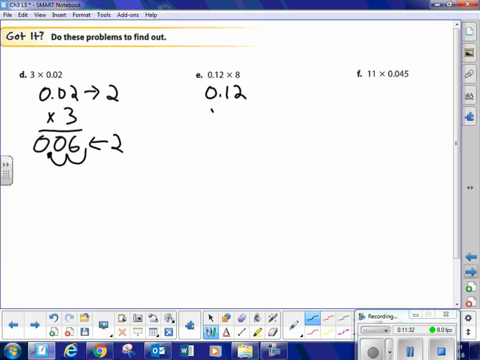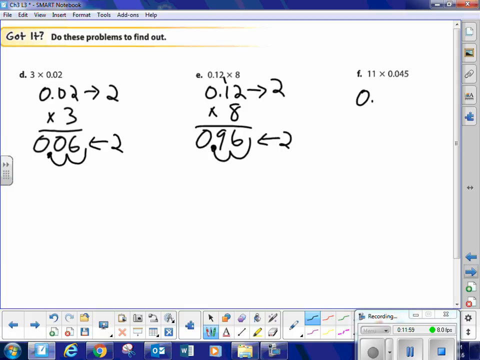0.12 times 8. 2 times 8 is 16. Carry the 1. 8 times 1 is 8 plus 1 is 9. Right, and 0. I do that so I really don't have to annex zeros. And that makes it look nice. So 0.12 times 8 is 0.96. And checking that would be ridiculous. We'd have to add 0.12 8 times. No, not going to do it.